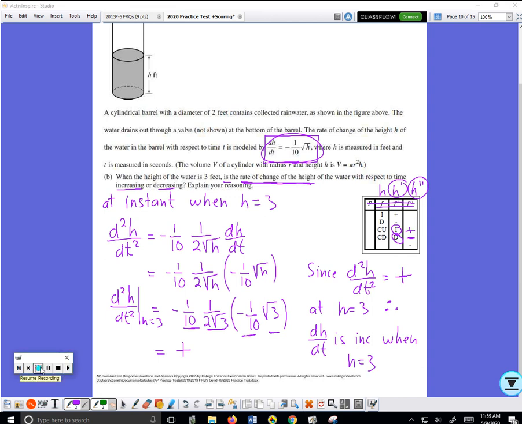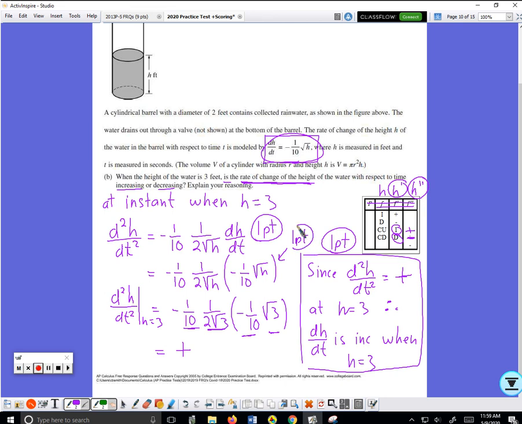So they gave 1 point for the correct answer. They also gave 1 point if you knew you were supposed to be finding the second derivative and got this far. If you remember to plug back in the dh dt right here, you earned the second point. And then again, if you had the final answer, you'd earn the third point. So a total of 3 points.